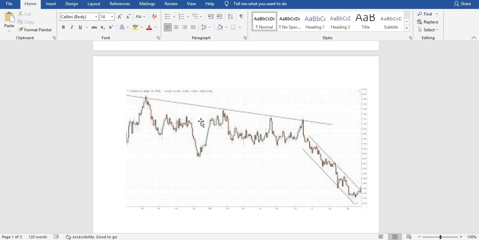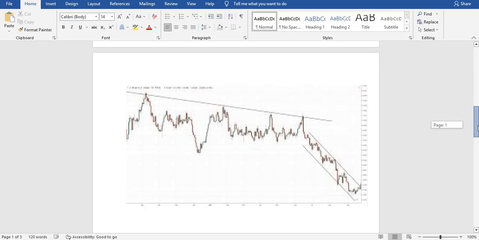Then if you want to spot your entries, you're supposed to enter on the third touch. You can see there you have this first touch right here and the second touch right here, and you can spot your entry right at this area and take your trade. You can also take your trade right at this area, and you can see how aggressively the market moved.